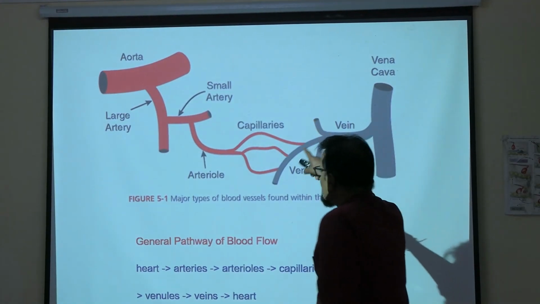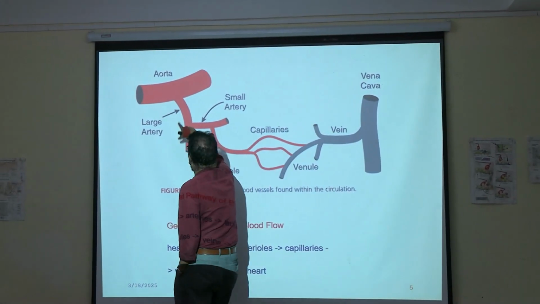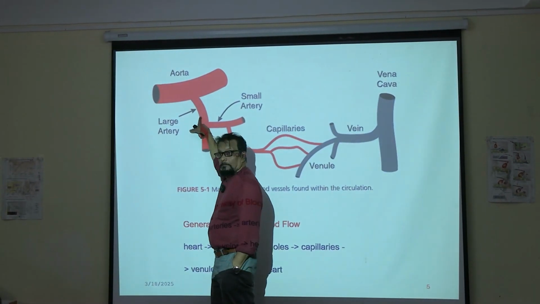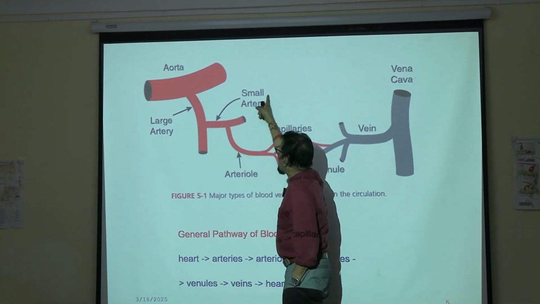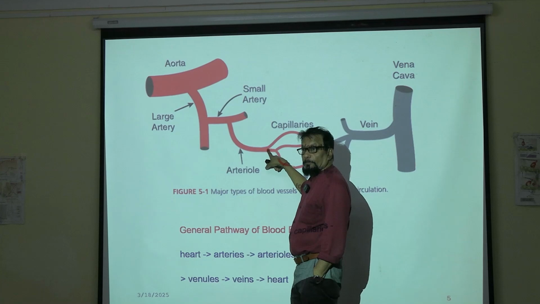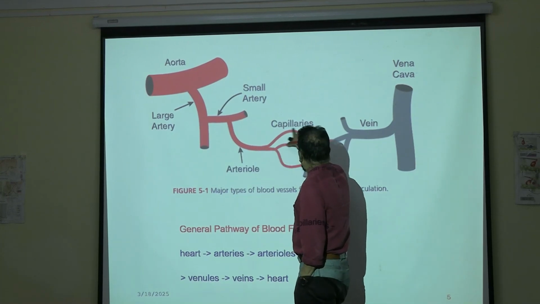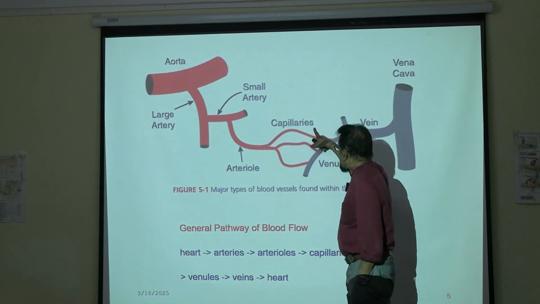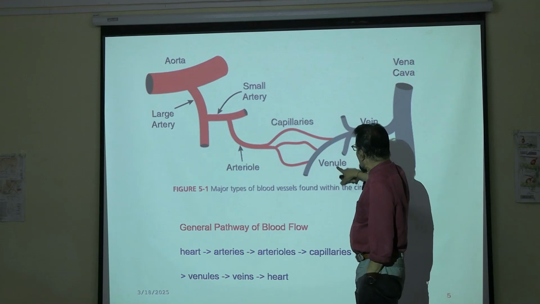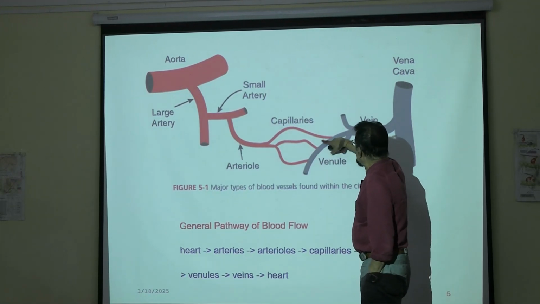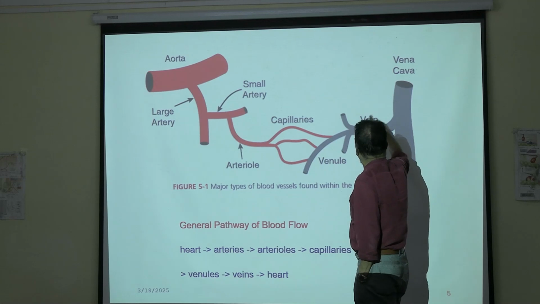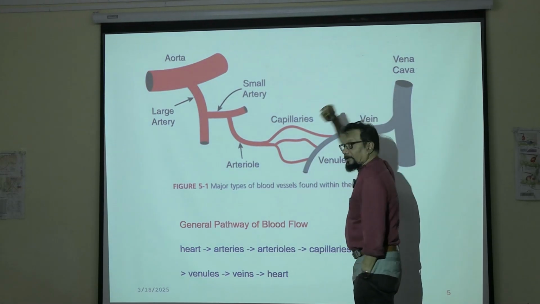Aorta. So it is giving off large arteries, again small arteries. From these, numbers of arterioles will be produced. From the arterioles, capillaries will be formed. Now these capillaries will join together and form venules. A lot of venules will join together and form veins, and they will form the vena cava.